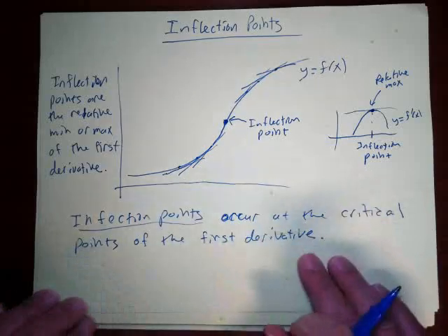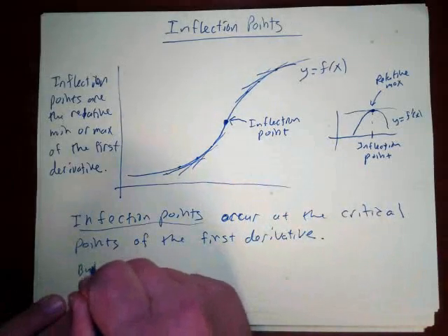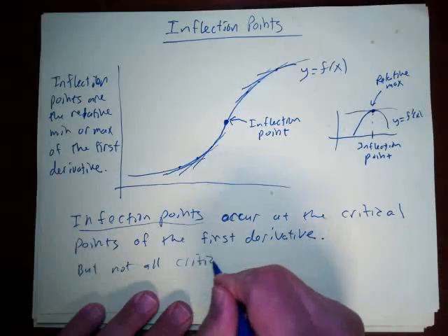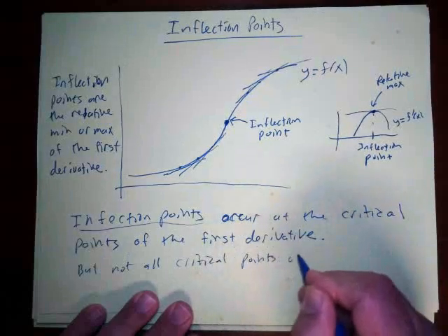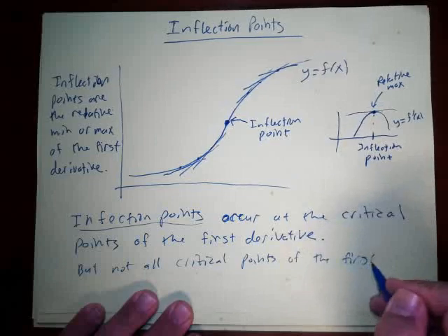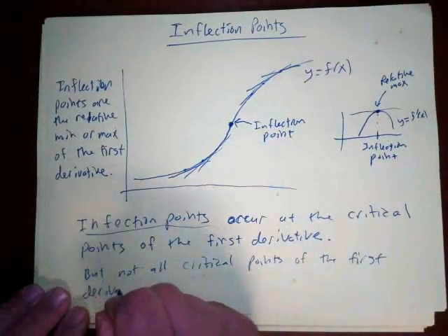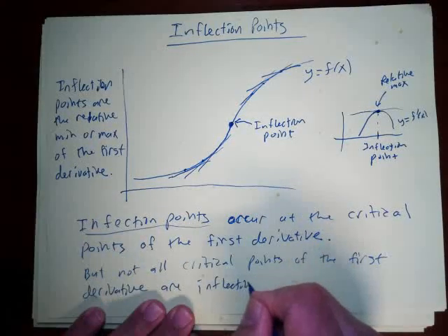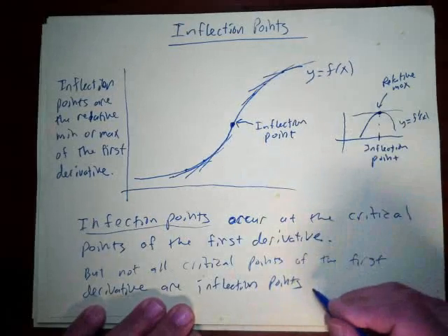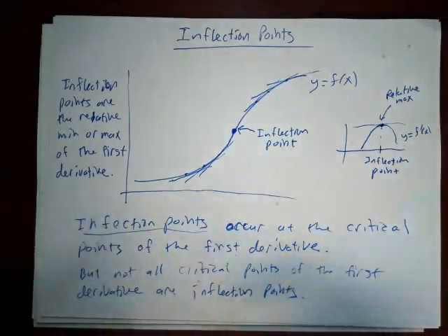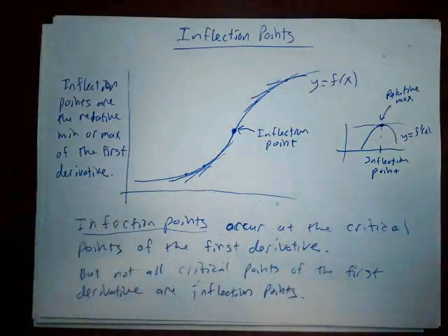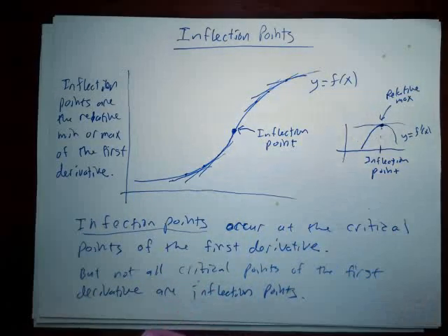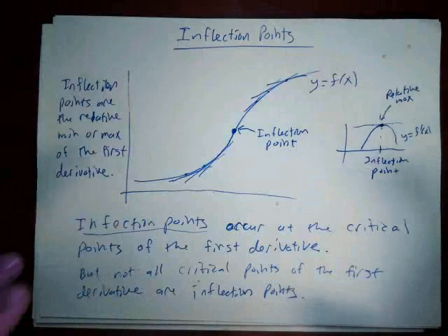Okay? So they're going to occur at the critical points of the first derivative. But we could say, but not all critical points of the first derivative are inflection points. Okay? And so what you would have to do is a first derivative test on that first derivative, where the second derivative is the first derivative of the first derivative. Okay, so now it's just a whole bunch of words here.